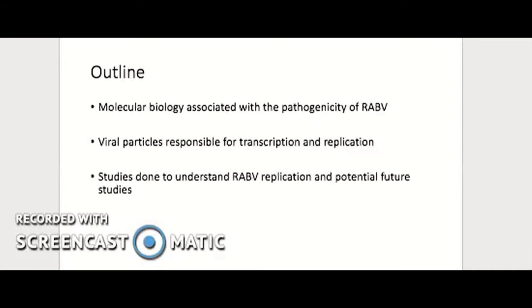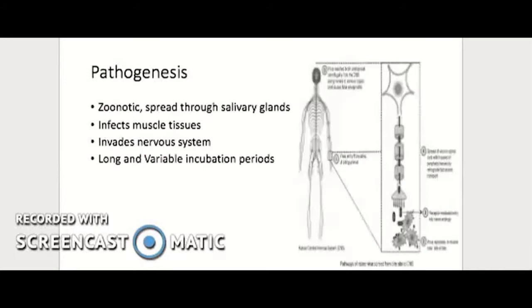The outline of the presentation will follow the molecular biology associated with the rabies virus: virus particles responsible for transcription and replication, studies that have been done to understand transcription and replication of the rabies virus, and potential future studies that can be done to understand more. We will first start with the pathogenesis.